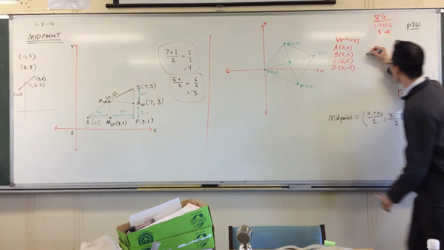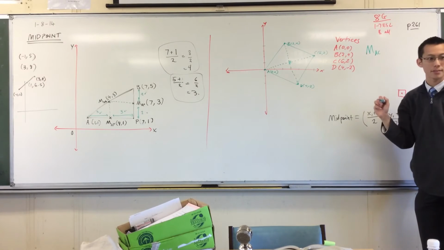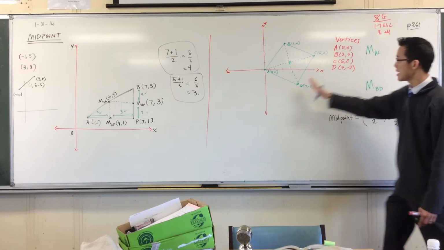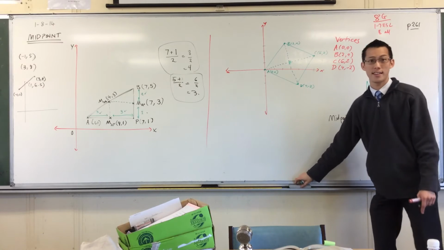You can take the midpoint of A and C. That guy. Okay. Or alternatively, you could take the midpoint of B and D. This guy. And you should get the same answer. Okay? Question.